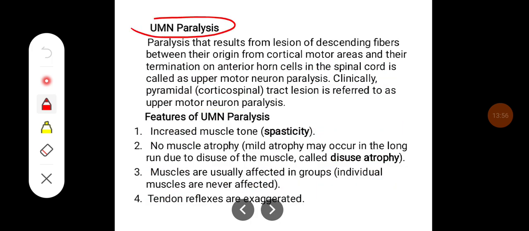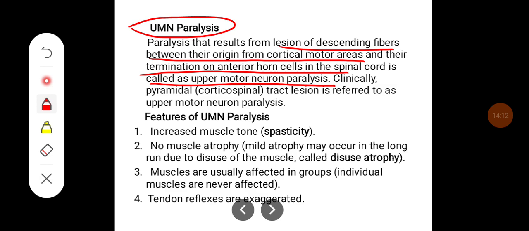Coming to UMN paralysis. Paralysis that results from the lesion of the descending fibers between their origin from cortical motor areas and their termination on the anterior horn cells in the spinal cord is called as upper motor neuron paralysis. Clinically, pyramidal tract lesion is referred to as upper motor neuron paralysis.